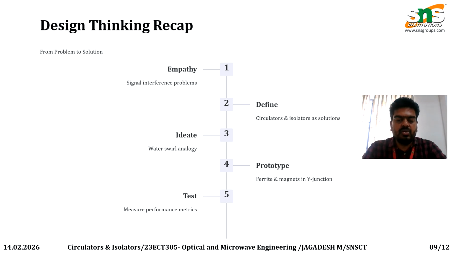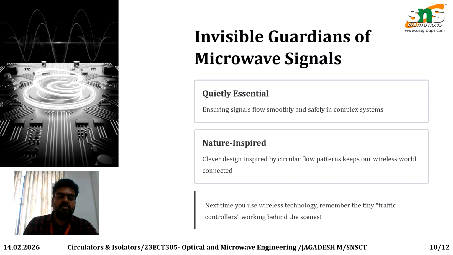We discussed insertion loss, isolation, and various key parameters, and everything gives reasonable values. So we can consider the circulator and isolator appropriate microwave passive devices. They are the invisible guardians of microwave signals, quite essential, nature inspired. These are the reasons they are invisible guardians of the microwave signal.